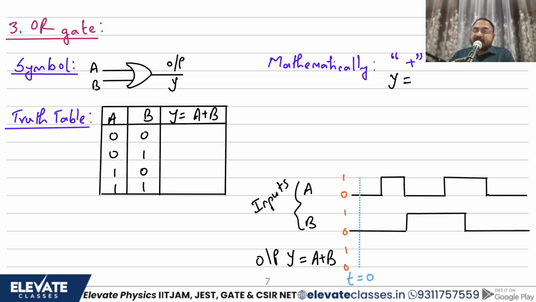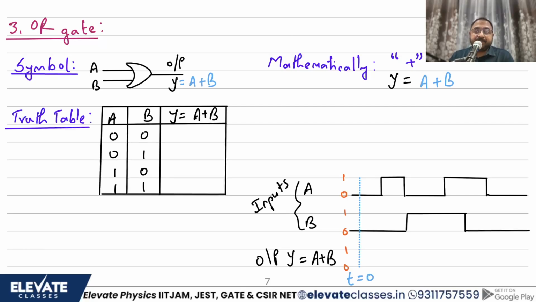The symbol is slightly different. There's a slightly different kind of symbol which signifies an OR gate. Mathematically, it is represented by a plus sign. If I have two things A and B, I can write A plus B. So here also I can write Y is equal to A plus B.